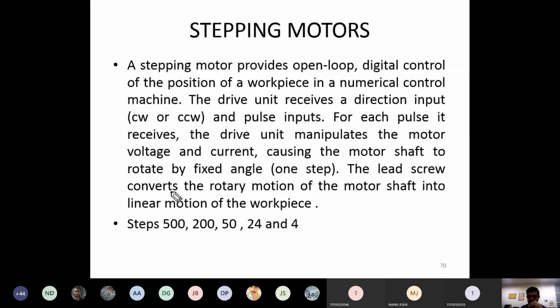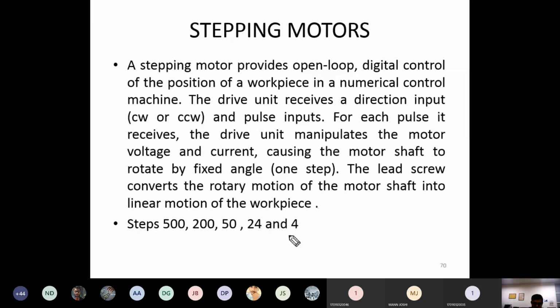Lead screw. The lead screw converts the rotary motion of the motor shaft into the linear motion of the workpiece. So this is the transmission of the lead screw. The lead screw converts the rotary motion of the motor shaft into the linear motion of the workpiece.